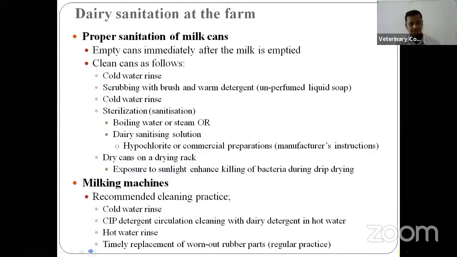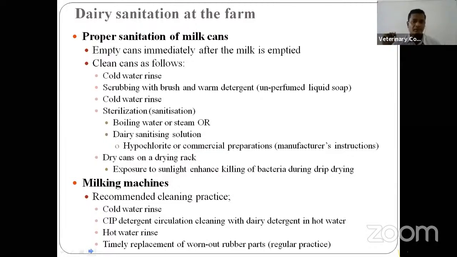Cleaning procedure, you see. First and foremost, by the time the milk is empty, the can should be kept inverted. Why do you want to keep it inverted? There should not be any residual milk available in any of the milk receptacles. Then you wash the can, or any receptacle used in the dairy farm, with cold water. Cold water means you need not keep the water in the fridge and then drink. Cold water in the sense of tap water.